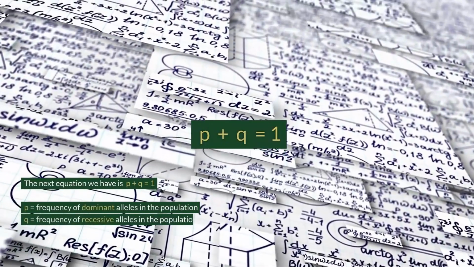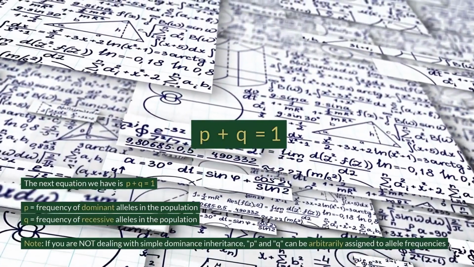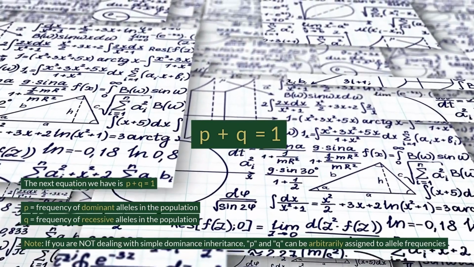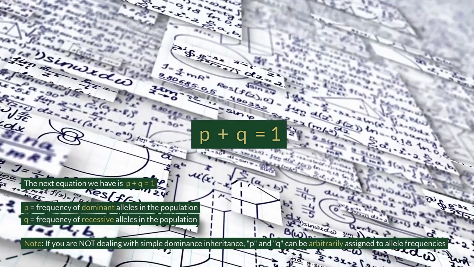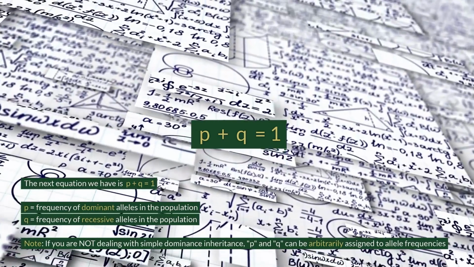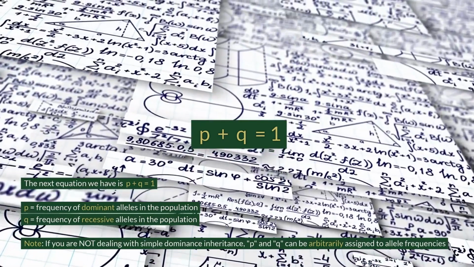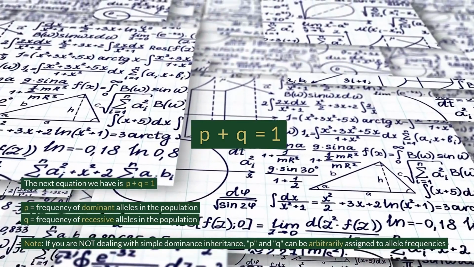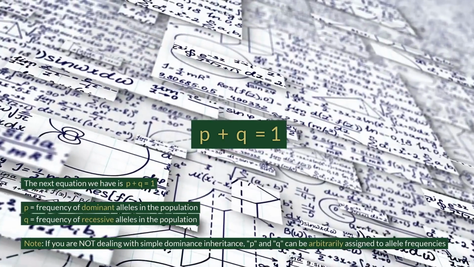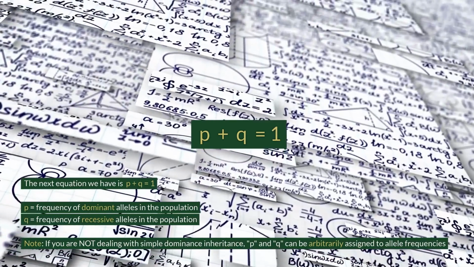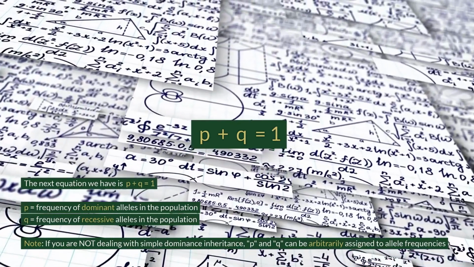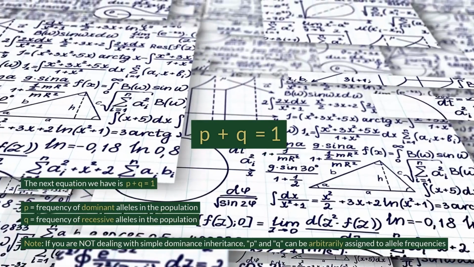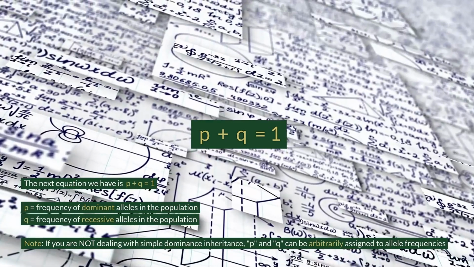And this makes sense, right? If we're looking at frequencies, all of these represent frequencies, so the sum should always equal 1, or 100% if you were to convert it to percentages. And so if we have p plus q equals 1, what does this really mean? Well, breaking it down from our previous equation, p by itself represents the frequency of dominant alleles in the population, while q represents the frequency of recessive alleles in this population. But note, and here's the exception I was referencing earlier, if you are not dealing with simple dominance inheritance, p and q can be arbitrarily assigned to allele frequencies.